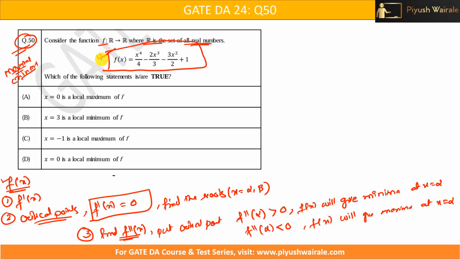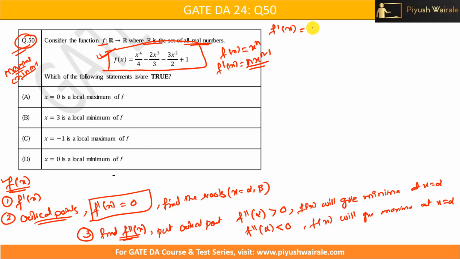Now let's take this f of x and differentiate it. What will this f dash of x give me? First differentiation of this f of x. What is the differentiation of x to the power 4? If f of x equals x to the power n, then f dash of x is n into x to the power n minus 1. Now the same thing you need to apply here. For x to the power 4, the value of n is 4.